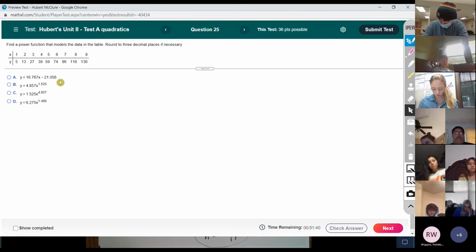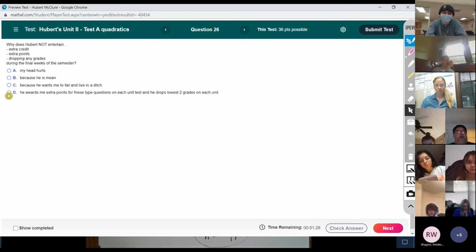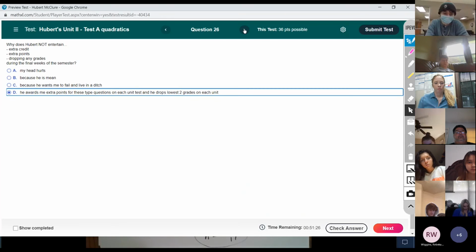And we already did one like this one. So you put that in your calculator, look for a power function, and it'll spit it out. It awards me extra points.